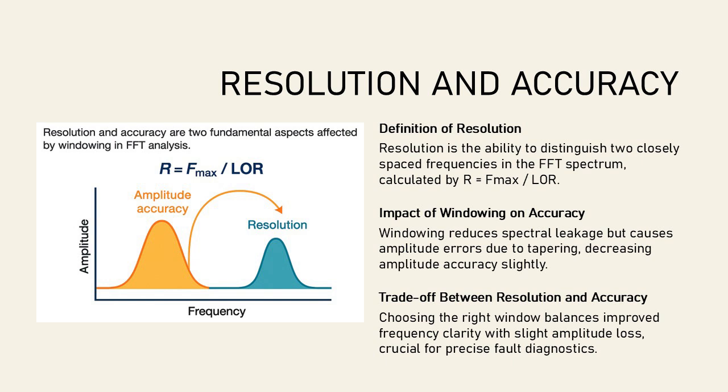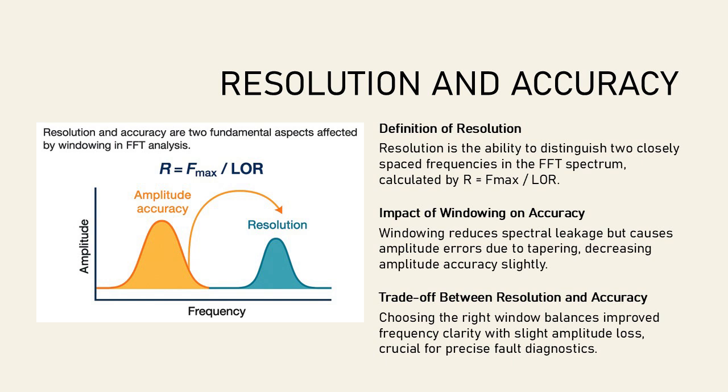However, when a signal frequency falls between two bins, its energy is split, reducing amplitude accuracy. Windowing mitigates leakage but introduces amplitude errors because the tapering reduces the effective signal strength. For example, the commonly used Hanning window reduces amplitude accuracy to about 85% when the signal does not align perfectly with a bin. This trade-off is acceptable because the benefit of reducing leakage outweighs the slight amplitude loss.